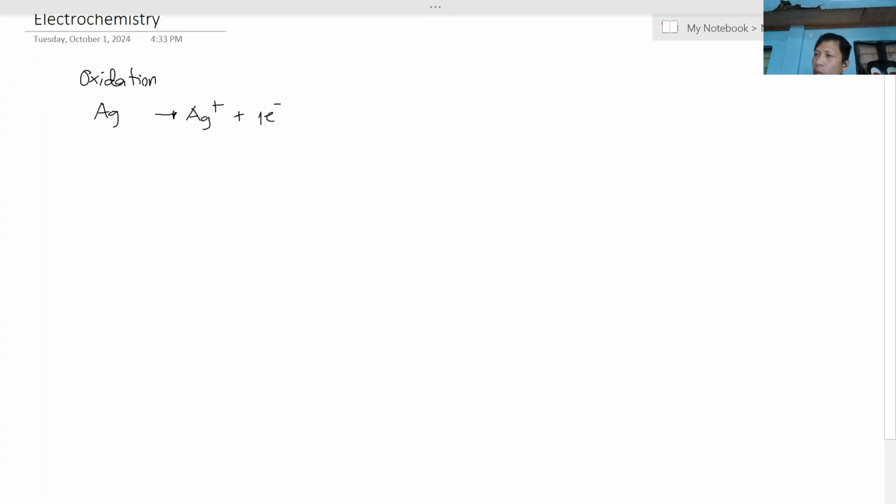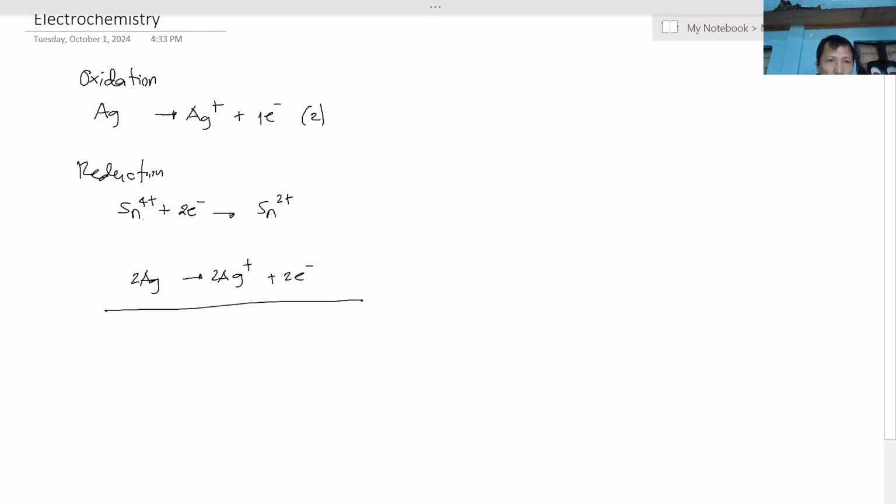So the reduction would be Sn4+ going to Sn2+. And basically, you have to gain 2 electrons for this, so that positive 2 should be balanced. So balancing this one, you should multiply the oxidation by 2. You have 2Ag going to 2Ag+, then you have 2 electrons.